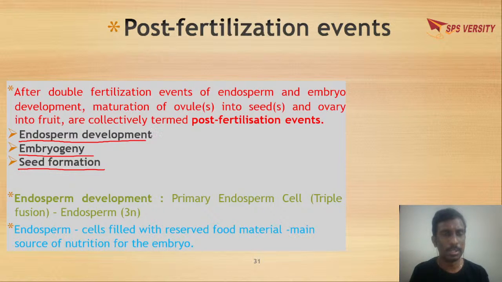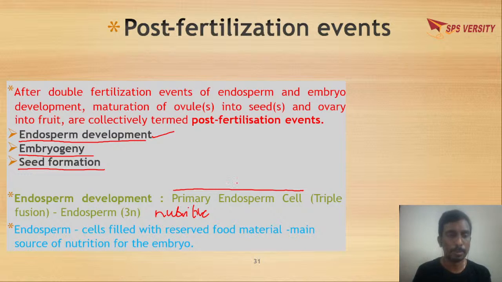Initially it starts with development of endosperm. What happens in endosperm development? By triple fusion, a primary endosperm cell is formed, which develops into endosperm. Endosperm is a nutritive tissue which is filled with food materials, which gives nutrition for the embryo. For development of the embryo, initially a little amount of endosperm is required. That's why endosperm development starts first, and later on you can see the embryo.